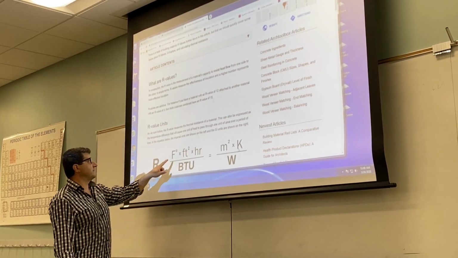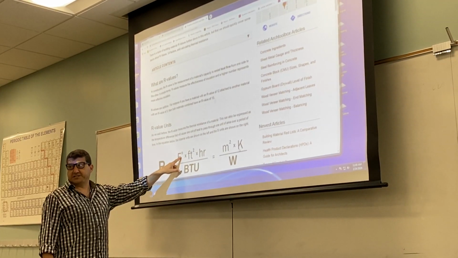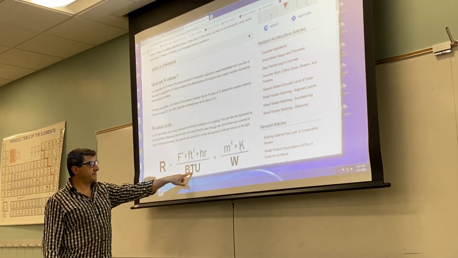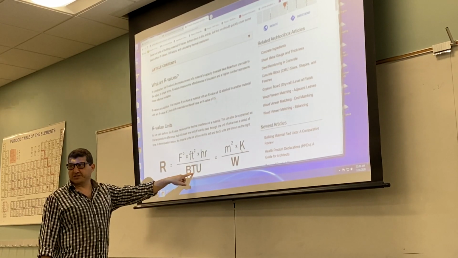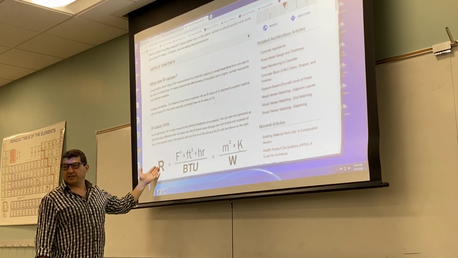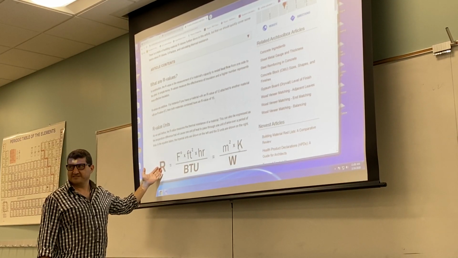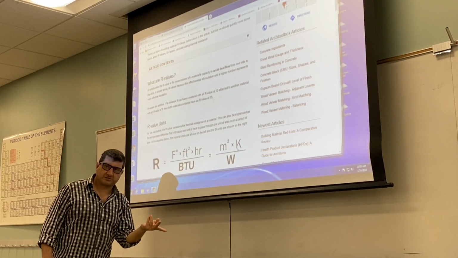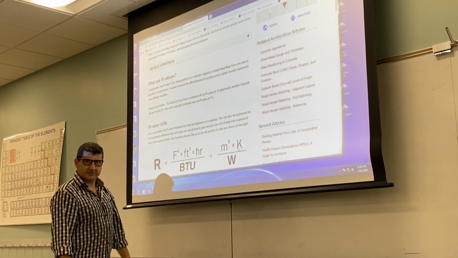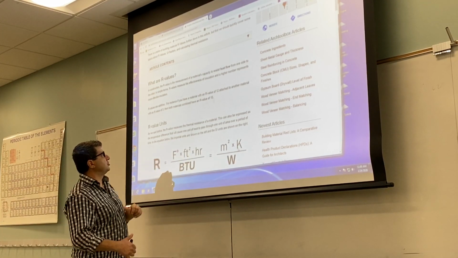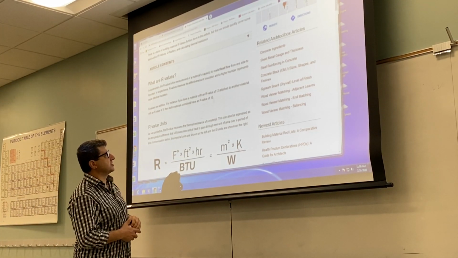You see? So if it takes more temperature difference for 1 British thermal unit to transfer, then the R value is more. So that means it's a better insulator. You see? So the bigger the R, the better the insulator, the poorer the conductor. Opposite. That's the idea. So in the equation below, the imperial units are shown on the left and the SI units are shown on the right.